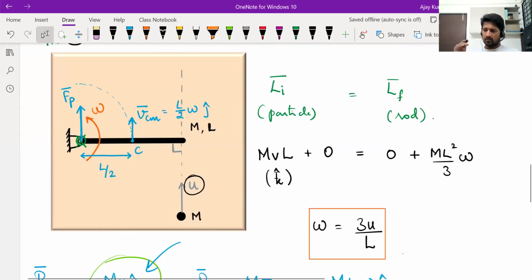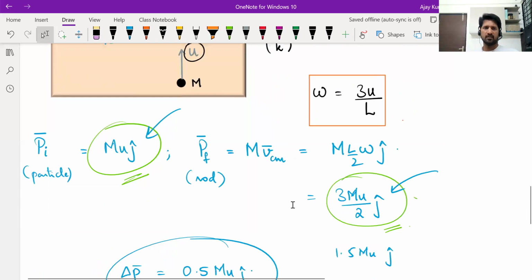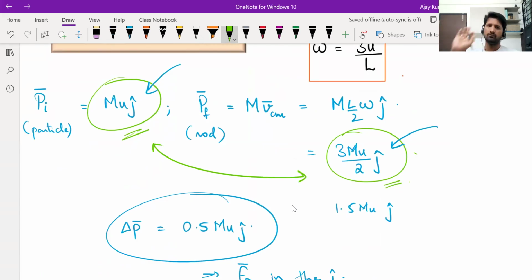Fine. So in the collision, we found out how much momentum change is happening. How did we find out? We first derived the angular velocity of the rod using angular momentum conservation, and then with that omega value, we found out VCM of the rod. Then we found out the final momentum of the system, the initial momentum of the system, and we see that there is a change happening due to collision. And this change in momentum must have happened due to the force exerted by the pivot. And this change in momentum is a positive change. It's happening in the forward direction, meaning the pivot exerted force in the forward direction.